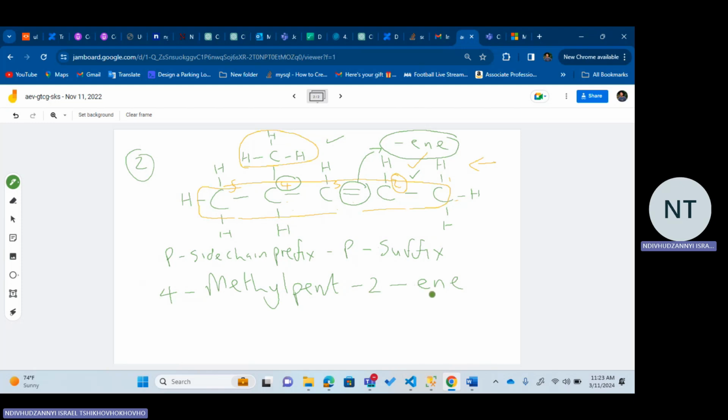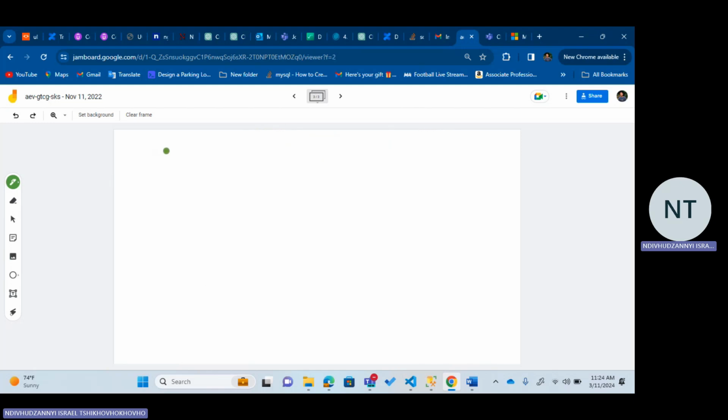So you see, in order of precedence, if we have a side chain and an alkene, you'll choose alkene as your first priority. If you don't understand what I'm talking about right now, it's in the previous video. I spoke about order of precedence, but I'll explain further if you need any clarification on that. Then the next thing we can do is alkyne. Here we know that the suffix is YNE.